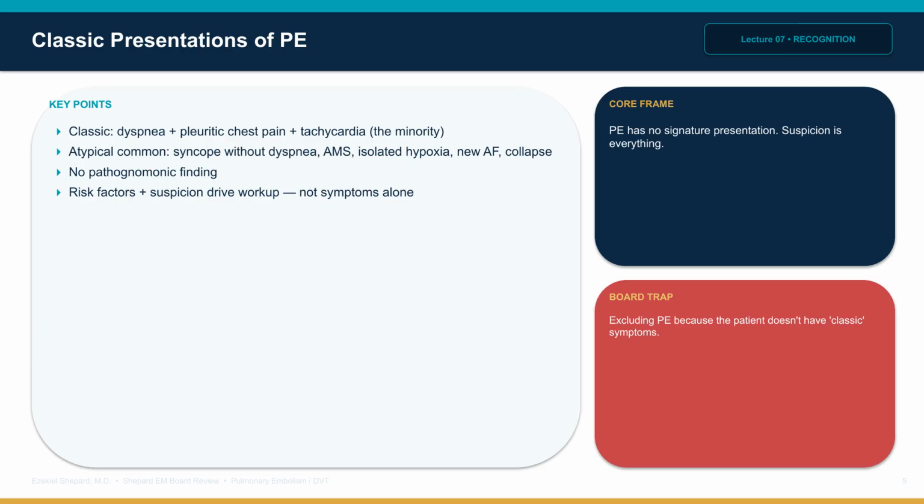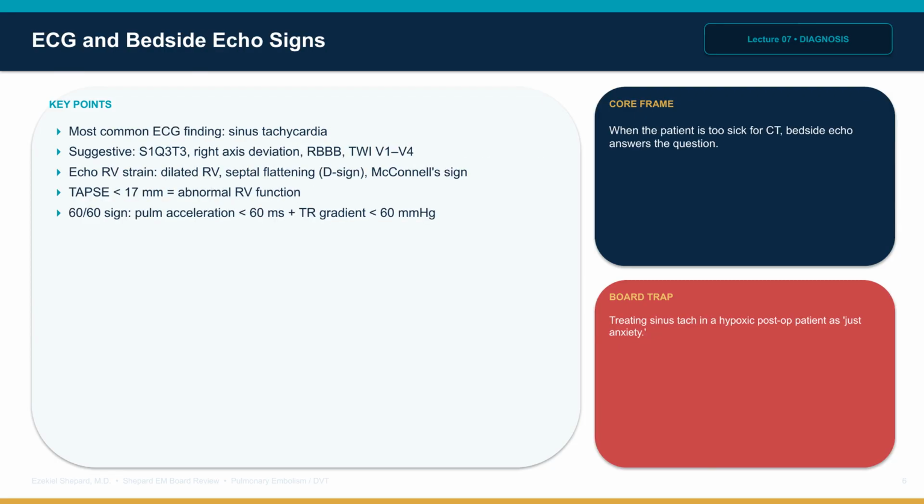The board concept is that PE has no pathognomonic presentation. Risk factors plus clinical suspicion drive the workup. Classic mimics on the test: acute coronary syndrome, pneumothorax, pneumonia, costochondritis, anxiety, and aortic dissection. If the vignette gives you pleuritic chest pain plus a unilateral swollen leg, the distractor is MSK. The answer is PE. ECG and bedside echo support the diagnosis when the patient is too unstable for CT.